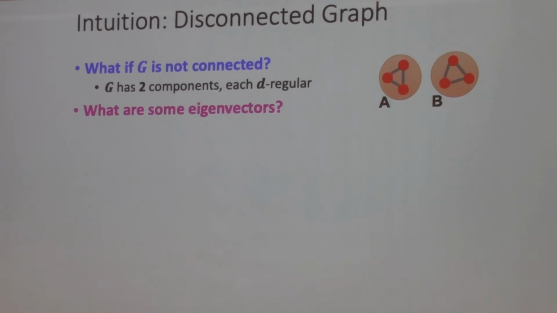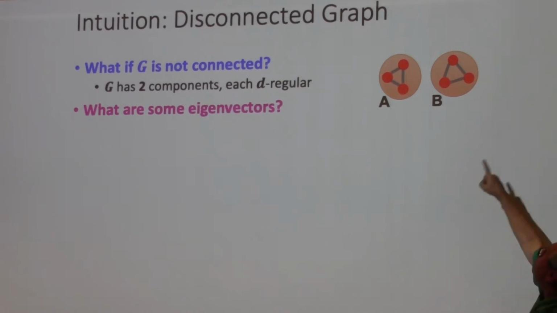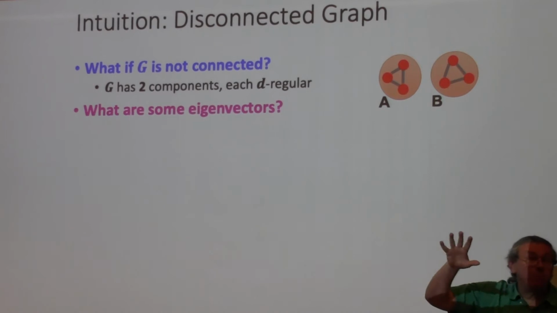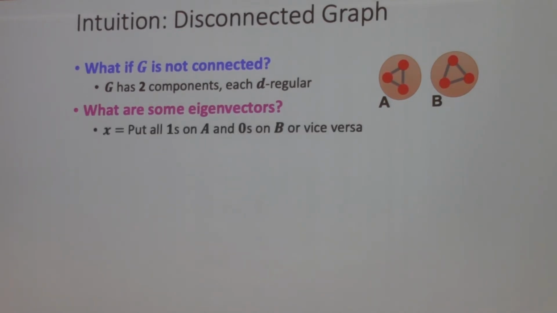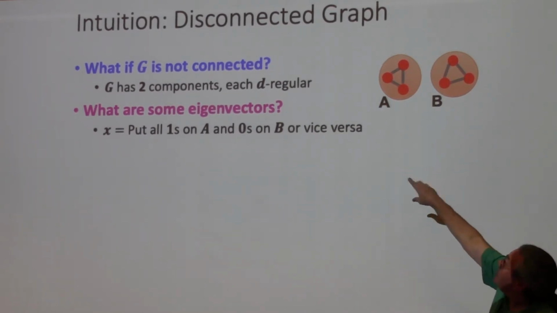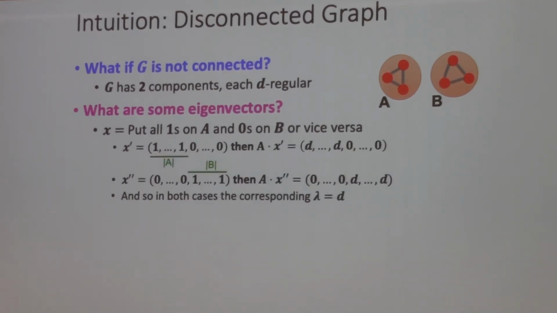So here's an example. Let's say I have a graph G with two components, A and B, okay? Each of the components, so this is a simple case, is D regular, so all the nodes have degree D. Now, let's take a look at this graph and look at the eigenvectors, and we can see some interesting things. So let's say we put all the ones on A in the vector and zeros on B. So it's like we're starting in A, okay?